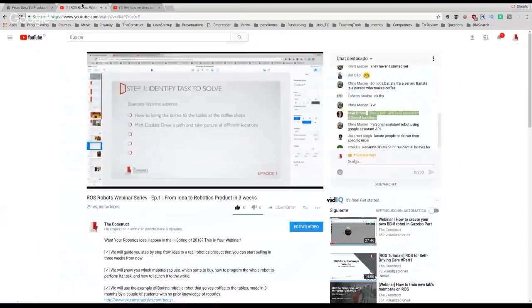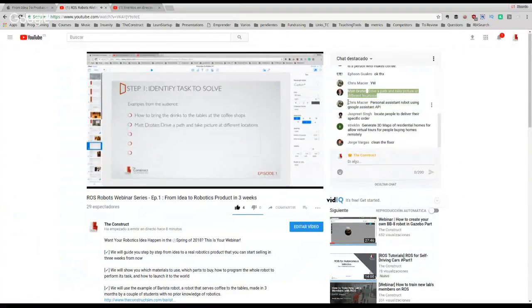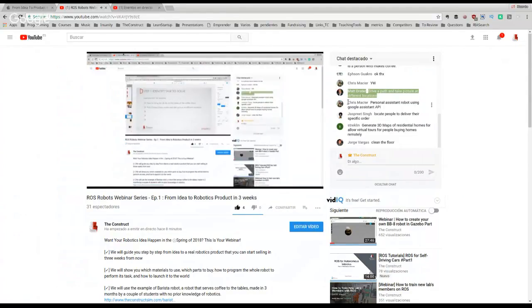Then we have Chris Messier, personal assistant robot using Google Assistant API. Must be more specific. What, Chris? I'm not going to copy your idea because it's too broad. You have to be more specific. Otherwise, you will get lost in the amount of things that your robot will have to do. Remember that we are talking about robots, okay? We are not talking about apps.